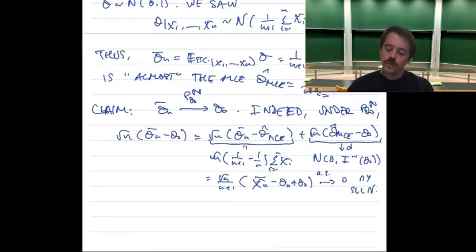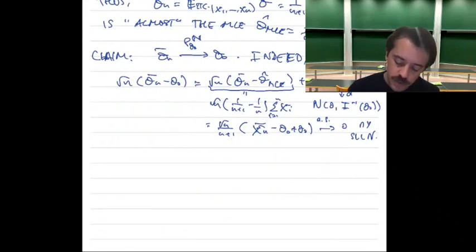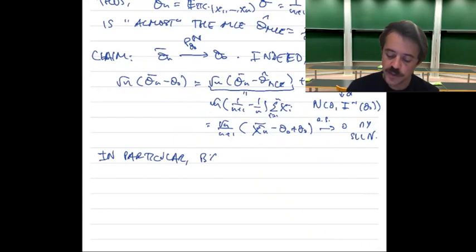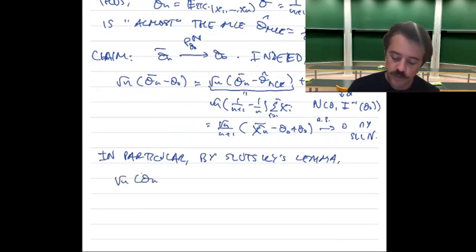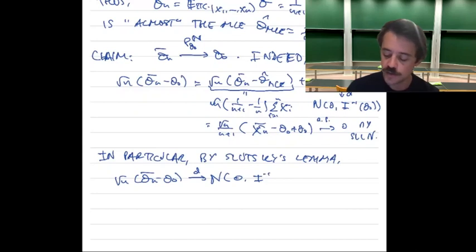So what do we get as a conclusion? In particular, what we conclude is that by Slutsky's lemma, we get that the square root of n of this guy minus theta naught will converge in distribution to a normal distribution with 0 mean and the inverse of the Fisher information matrix. So that's great, actually.